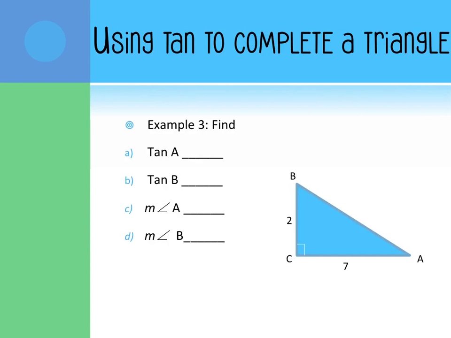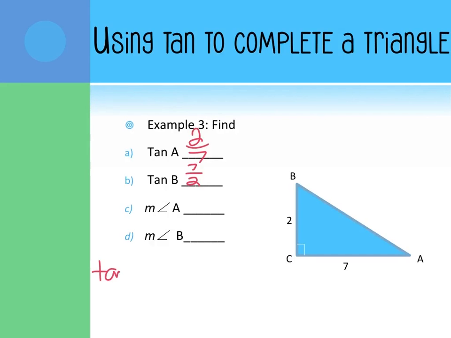Okay, so we're going to start this. It says now use this triangle. Again, we're baby stepping our way into solving these triangles. The first thing it says, find the tangent of A. So use the side length to write a ratio of the tangent of A. What's the tangent of A? 2/7. Okay, now do the same thing for B. What's the tangent of B? 7/2. Now it says find the measure of angle A.